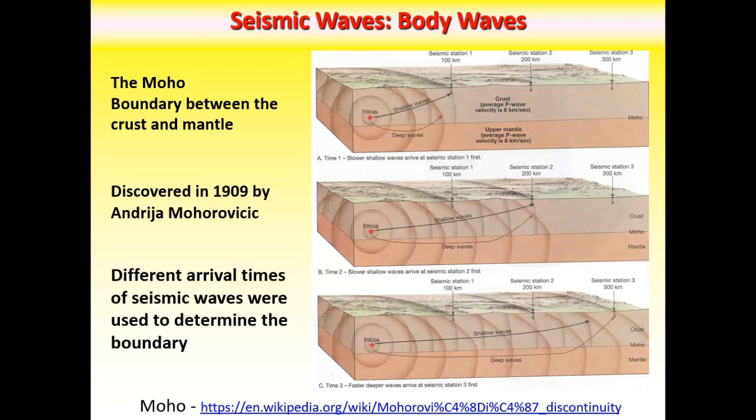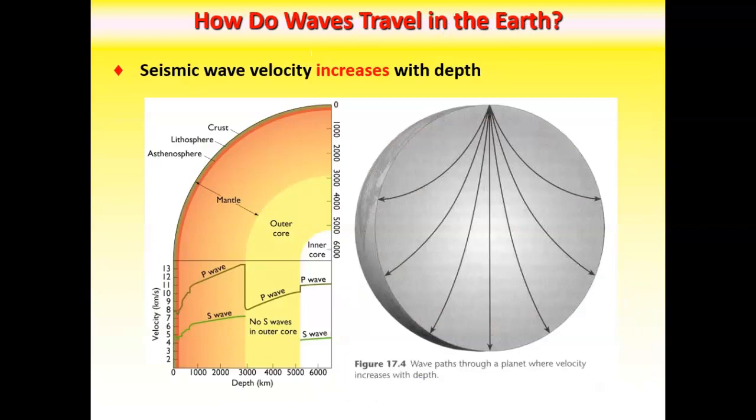We just want you to understand that we're using these energy waves because their speeds change depending on the material they're moving through, and they react to boundaries by either reflecting or refracting, and we can pick those up with our seismometers.